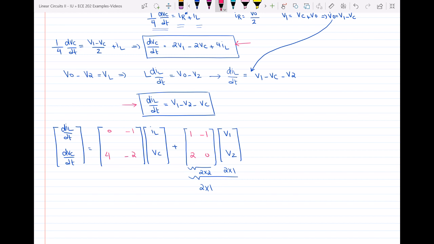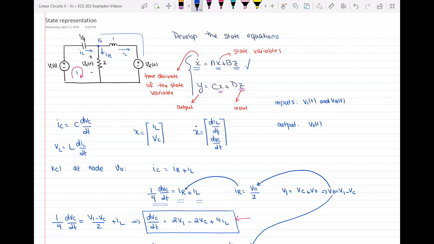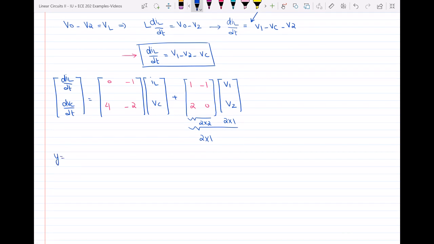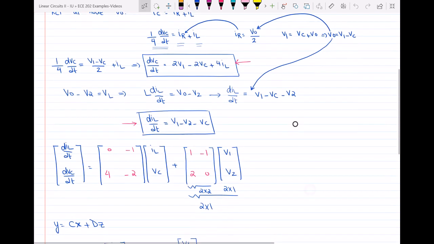Now what I have to do is to write an equation for the output. We did write this equation, and now we want to write this one. Let me write it down here. I know that y is equal to Cx plus Dz, right? So y is my output, and my output is just VO. So VO will be equal to, since my state variables are IL and VC, a 1 by 2 matrix plus another 1 by 2 matrix multiplied by V1 and V2, because when we add these two multiplications, we should get only a 1 by 1 matrix, which is equal to VO.